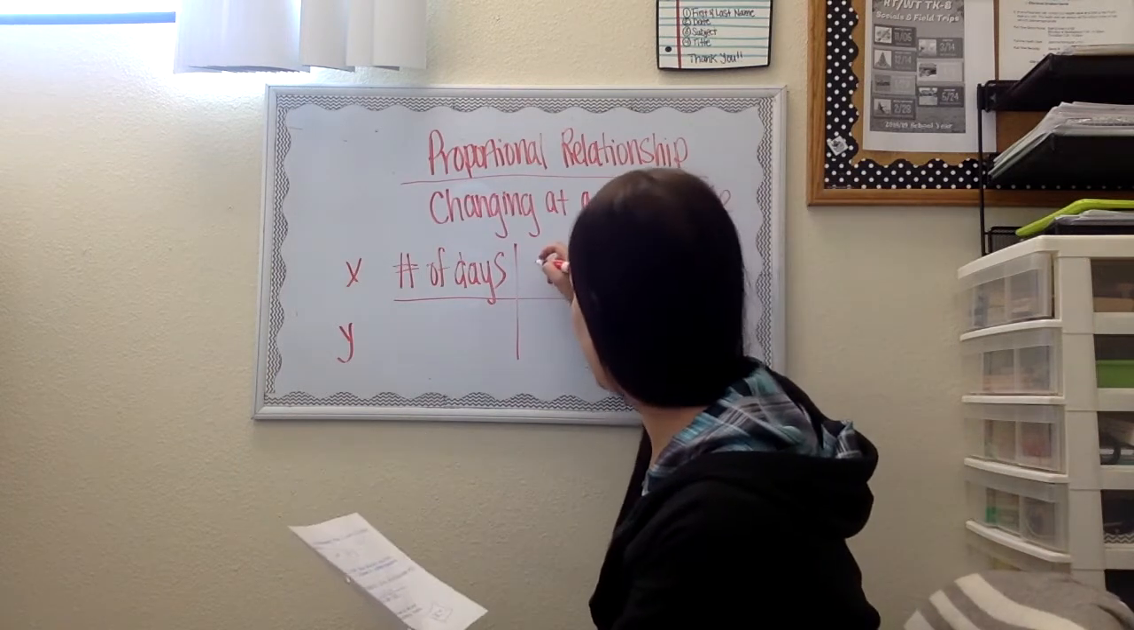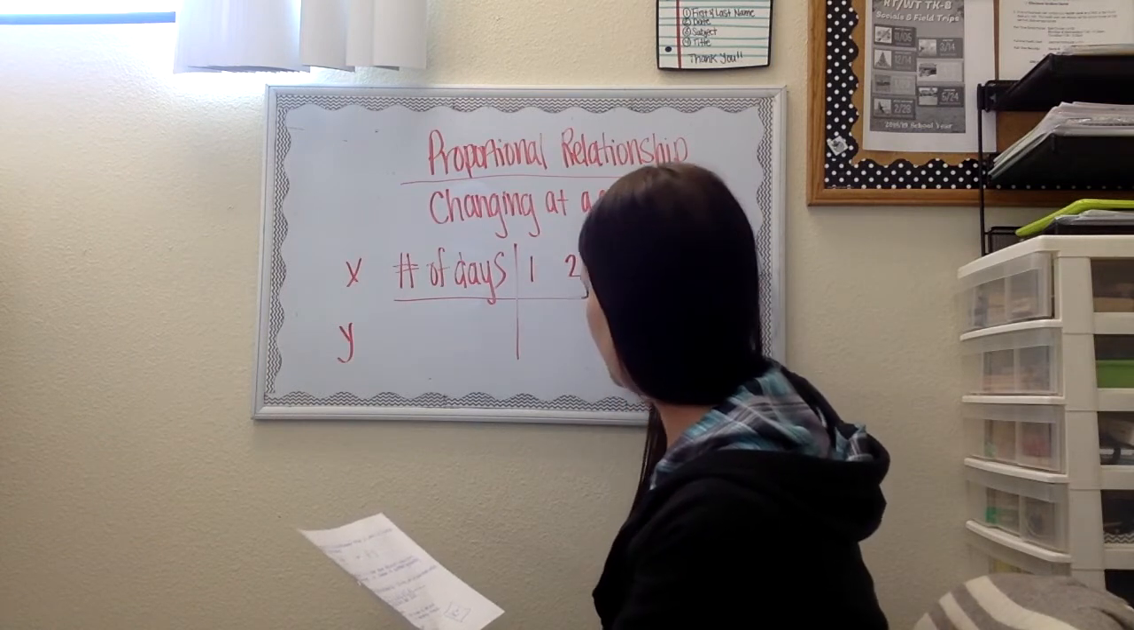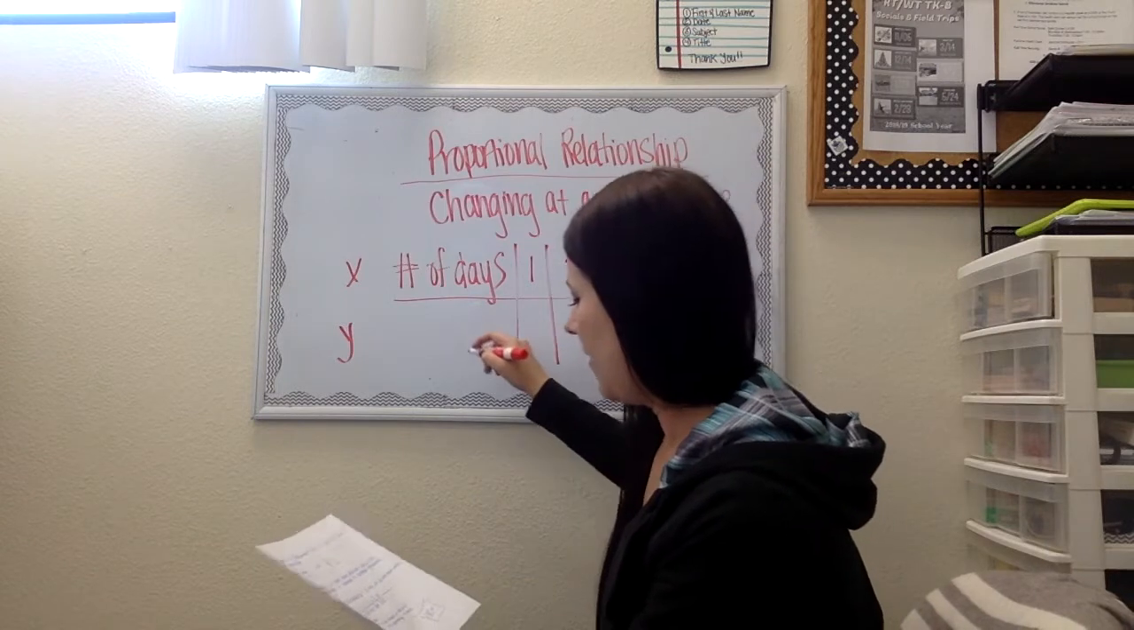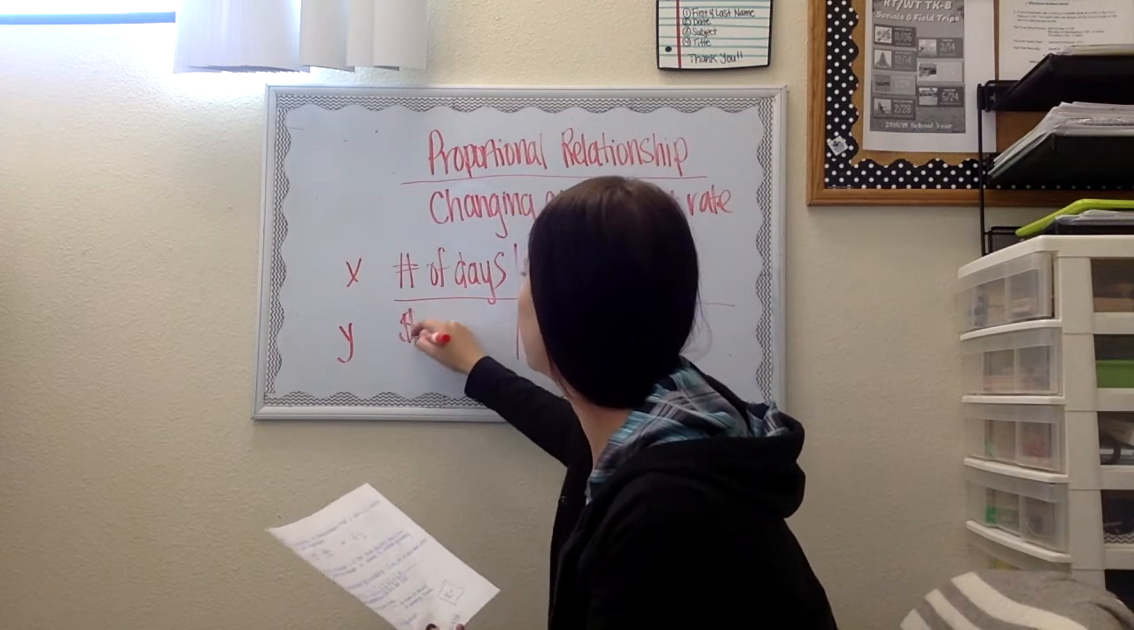Okay, so number of days, and in this example, we have 1, 2, 3, 4, 5 days. And then at the bottom, we have money earned.